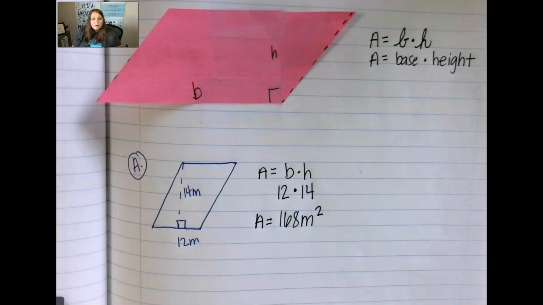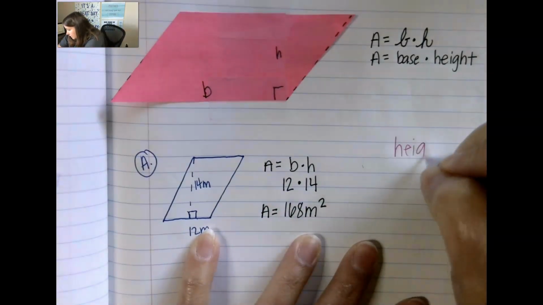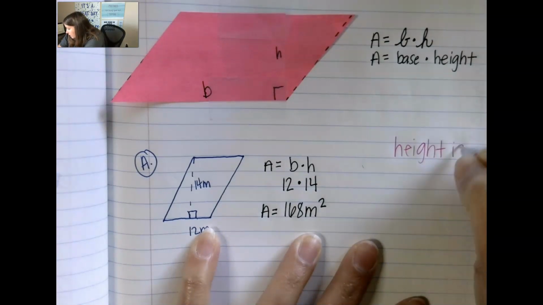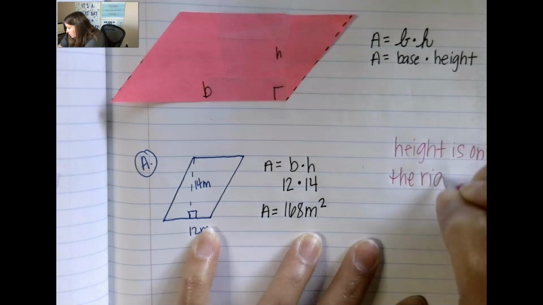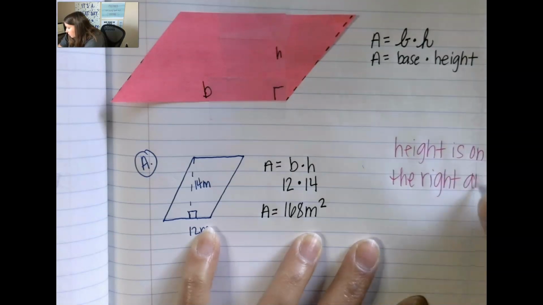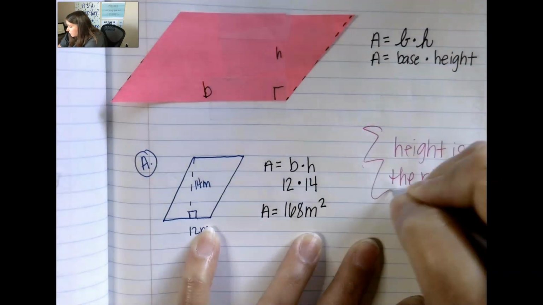Now I want to put our fancy little rhyme out here to the side so that we remember that. The height is on the right angle.